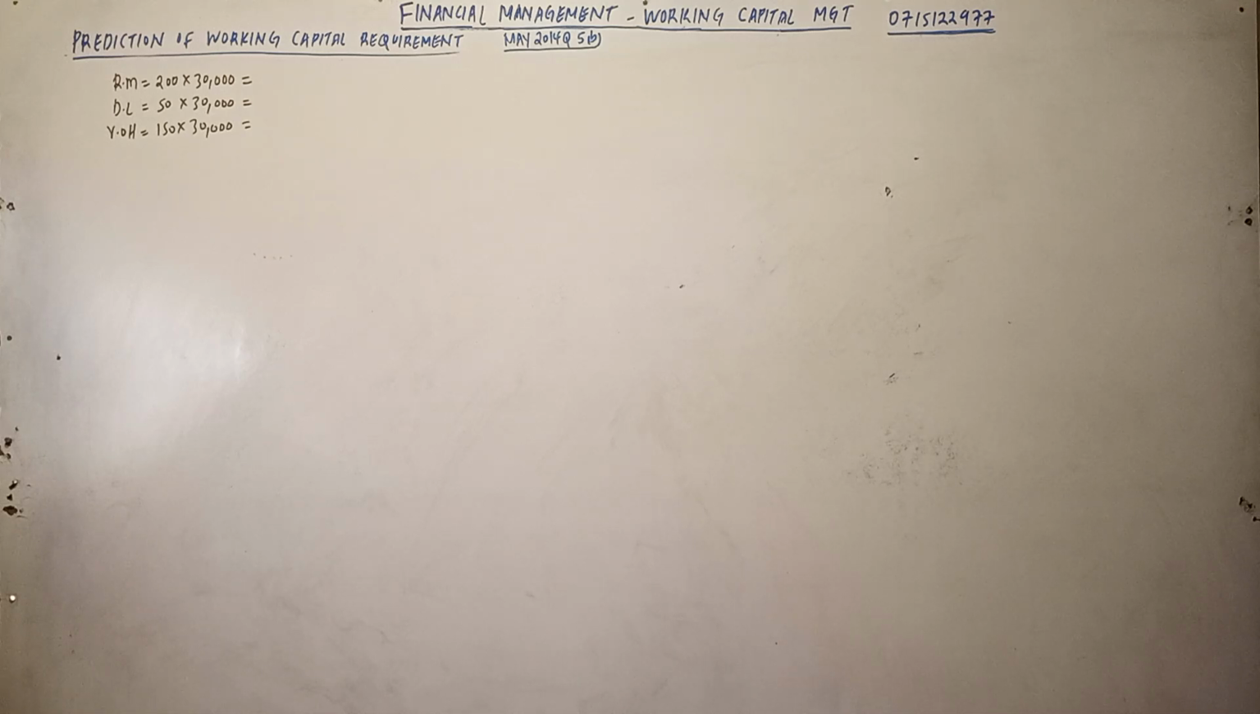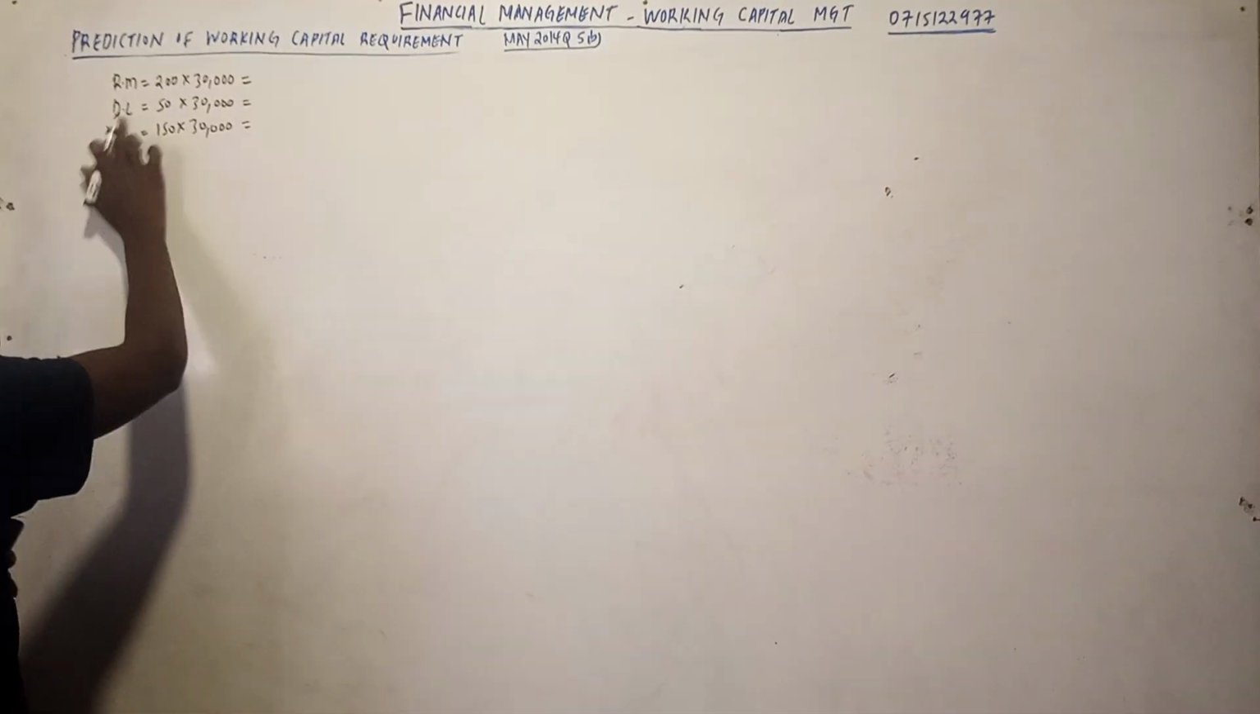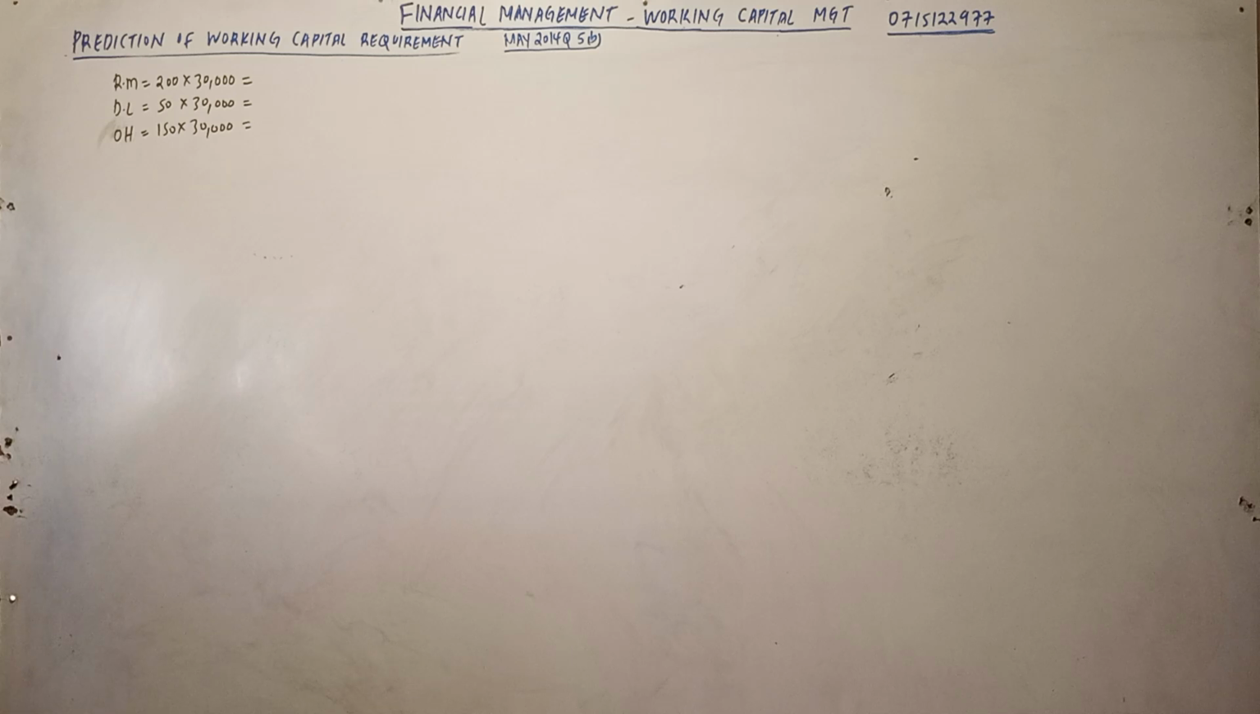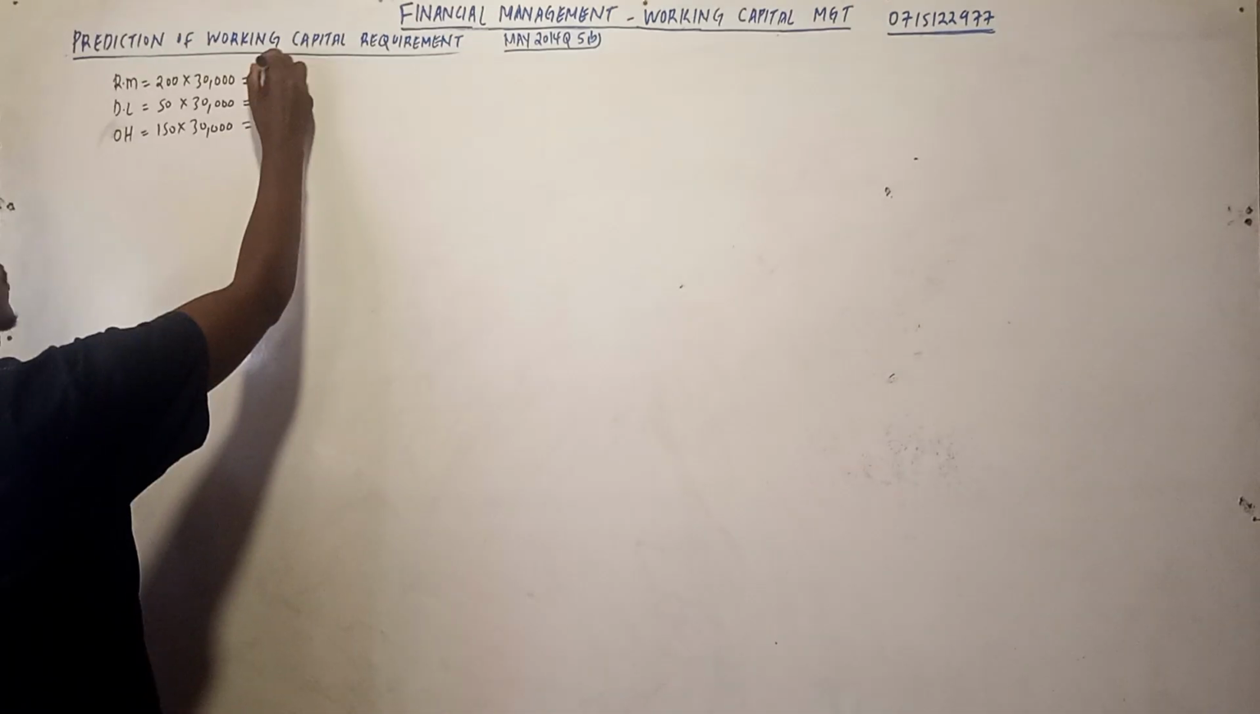Tuko na profit. So for now tunafikia hapo, tunaachia hapo. So we are interested with the overhead. So hii overhead si variable. It can be fixed or variable. So tuseme 200,000. 200 times 30,000, which is 6 million.